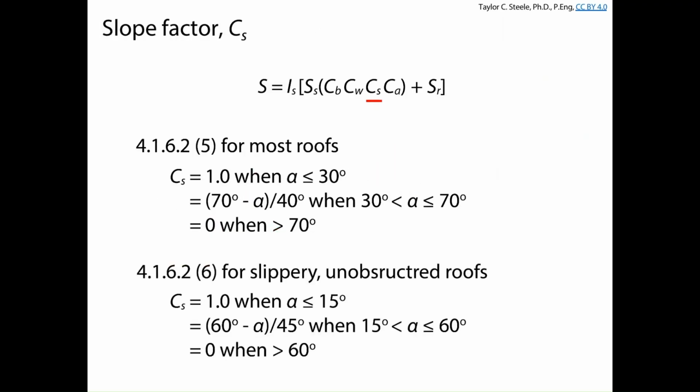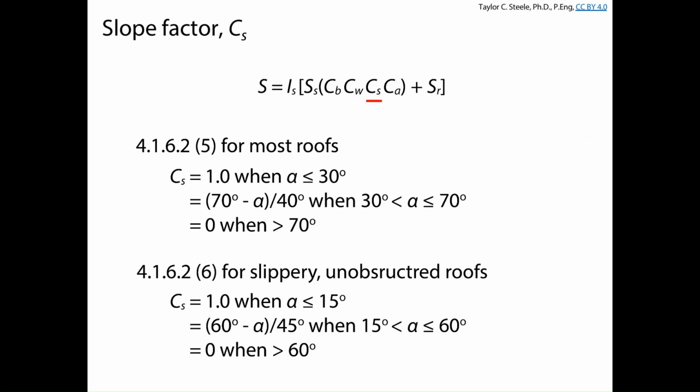We've got a slope factor CS here, and basically what that's accounting for is on a flat roof, the snow falls and it stays there. But for really, really steep roofs, snow starts to fall off, or it doesn't even accumulate on the roof at all. And there are different kinds of roofs. There are slippery roofs that don't have anything holding on it. Anyone have like a steel roof at their house at home? Does snow accumulate on your steel roof at home? It just slides off. Right?